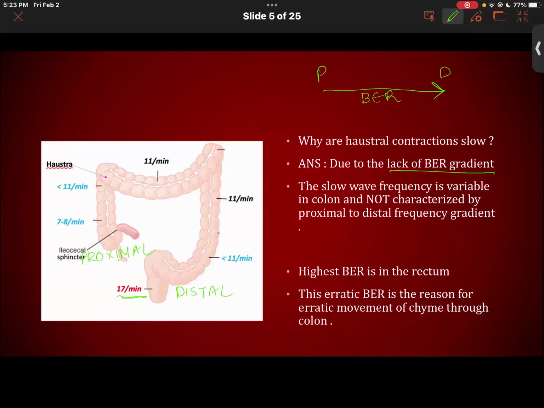But this is the reason why. This is also the reason why the contractions are slow, because there's no real gradient. As you can see, it increases and then it decreases and then it increases again. So that's it for this slide.